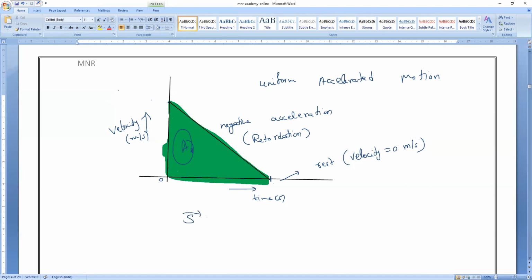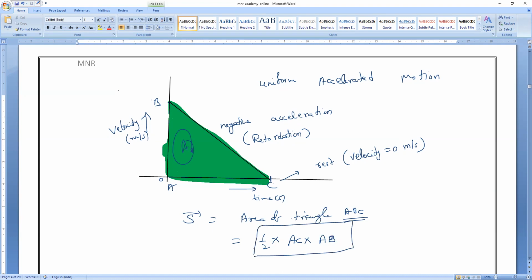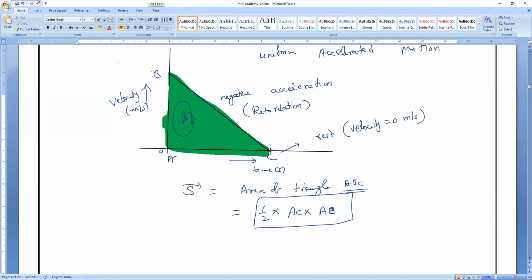So displacement is equal to the area of the triangle. Let me take the triangle as ABC. So the area of triangle ABC. What is the formula? Tell me. Half into base into height. Base is AC. Height is what? BC or AC or AB? BA, or AB. That is what it is. Purima, Lingesh, understood? Yes, sir. That is very important. Is it interesting or not? Yes, sir.